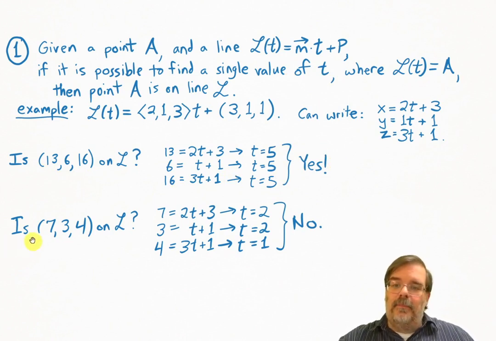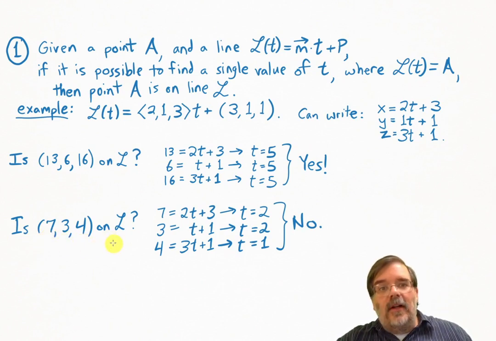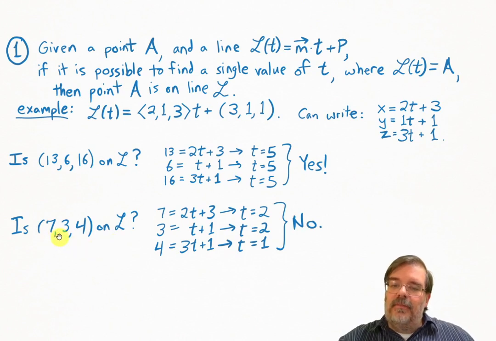For a second example, what about the point 7, 3, 4? Is that on the line L? Well, you follow the same procedure. Plug 7, 3, and 4 in for x, y, and z in that set of equations. And when you try to solve for t, you will be able to solve for t in each line, but you don't get a consistent answer. In this case, when you solve the x and y equations, you find in both cases t is equal to 2. That seems promising.